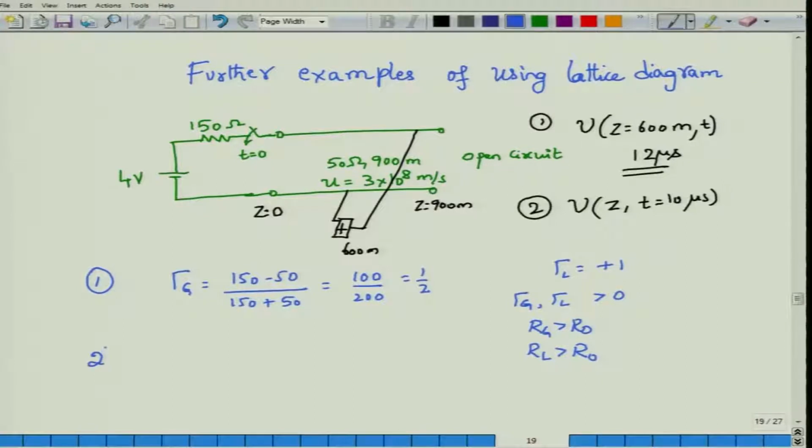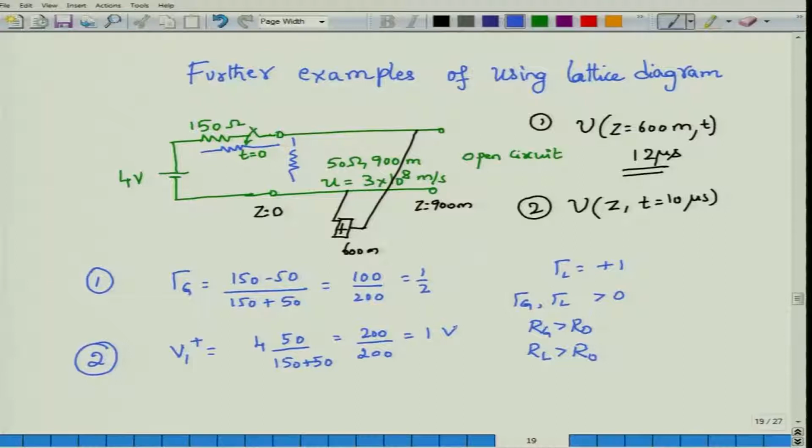The second step would be to calculate the amplitude of the first forward voltage, which we denoted as V1 plus. V1 plus in this case is the voltage divider that would exist between the generator impedance of 150 ohm and the characteristic impedance of 50 ohm. So V1 plus is given by 4 into 50 divided by 150 plus 50. So this 4 into 50 is 200, divided by 150 plus 50, which is 200. So this is equal to 1 volt.